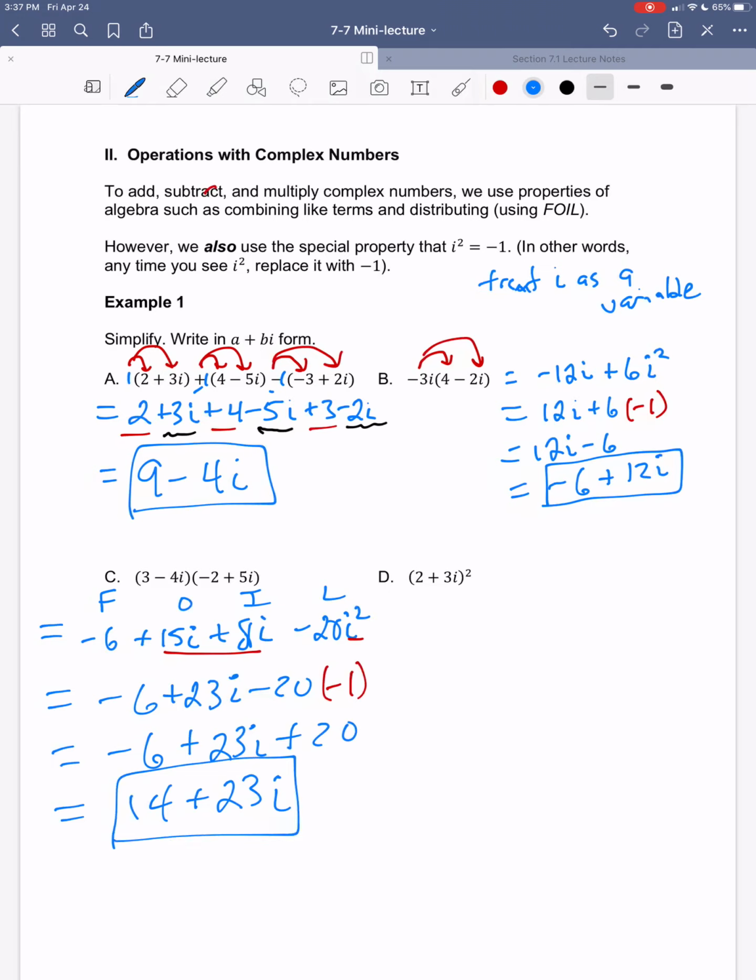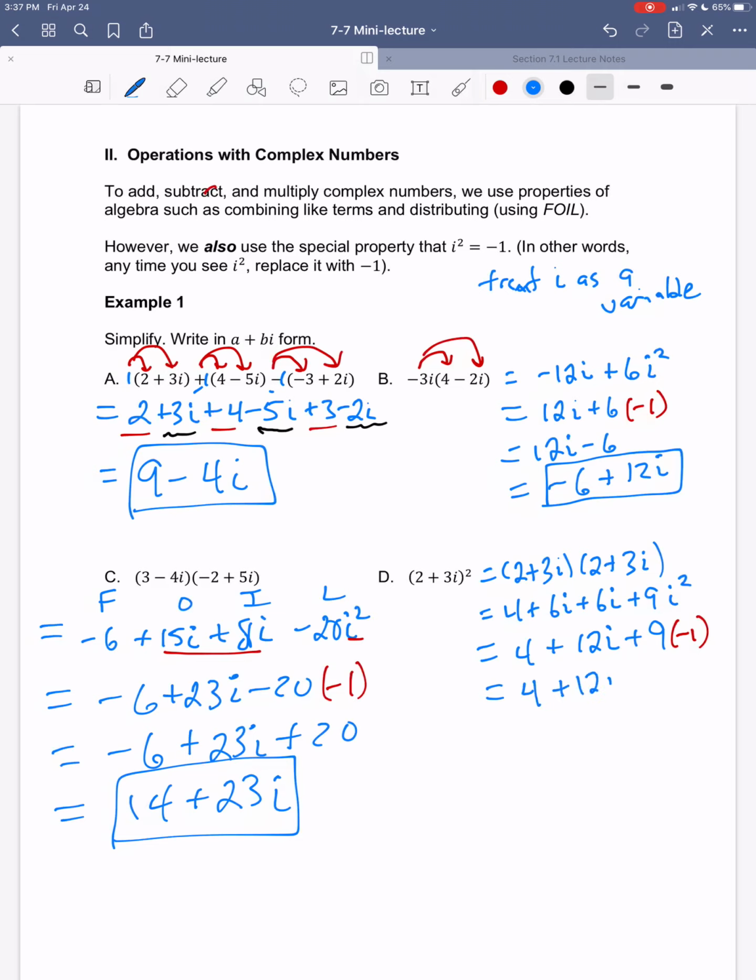And finally, part D here is just to remind you there's no shortcut here. If I have a quantity squared, you have to write the quantity out twice and then do FOIL. So the FOIL's not too tricky here. First, outer, inner, last, right? And we just get that stuff. We combine together. 6i plus 6i is 12i. The i squared becomes -1. And then 4 minus 9 is -5.